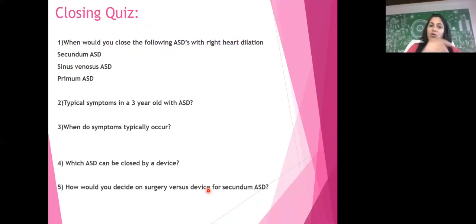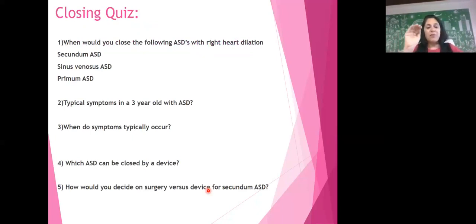So I'm going to close with this. So let's again do the same question. Now, this I want all of you to answer. Now, when would you close the following ASDs with right heart dilation? So you see here, I have put with right heart dilation because if you have primum ASD, no right heart dilation, no closure. Secundum ASD, no right heart dilation, no closure. Let us get this very clear.